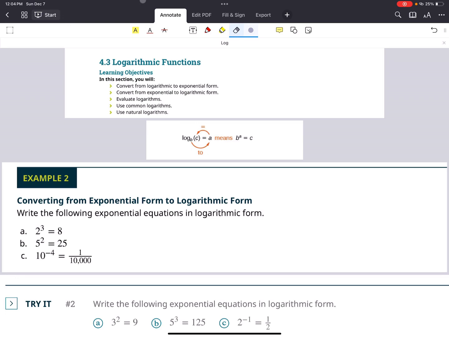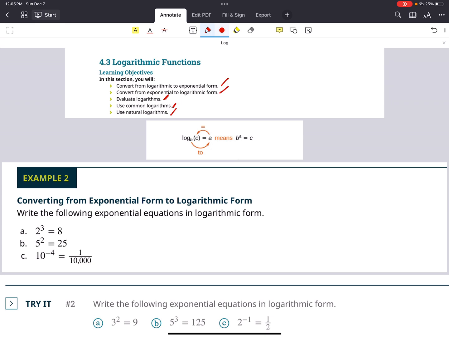Hello class, today we're going to be covering logarithmic functions, and that's basically today's chapter, logarithmic functions. And it's very simple if you understand how to deal with an exponential function. With logarithmic, we're going to be converting from logarithmic to exponential, then converting back from exponential to logarithmic, evaluating logarithms using common logarithms and using natural logarithms.